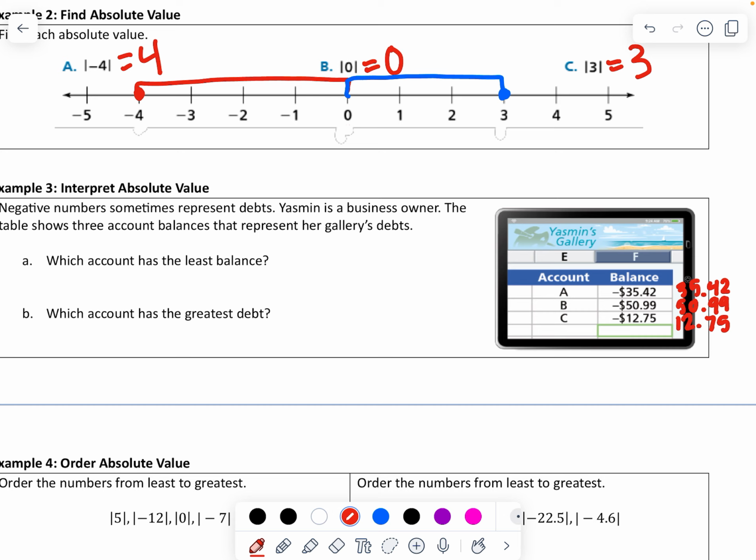Okay, so for B, it says which account has the greatest debt. So that one is which one owes the most money. Well, that would be account B because it's farthest from 0 and it's in debt $50.99. So for the greatest debt, that would be account B. Okay, that's the one that has the most money that you have to pay back.